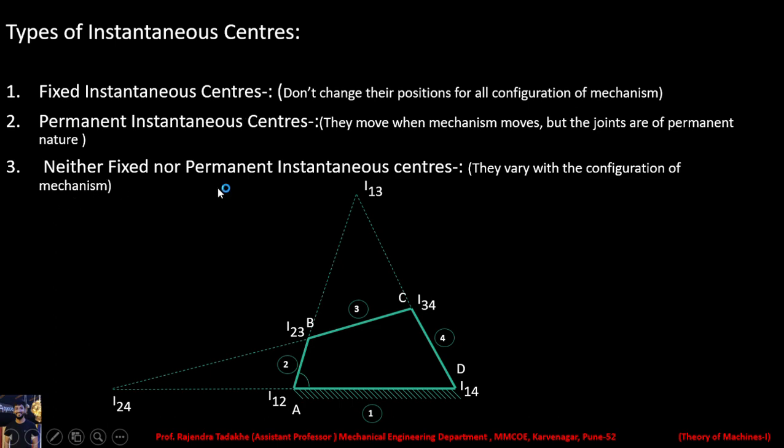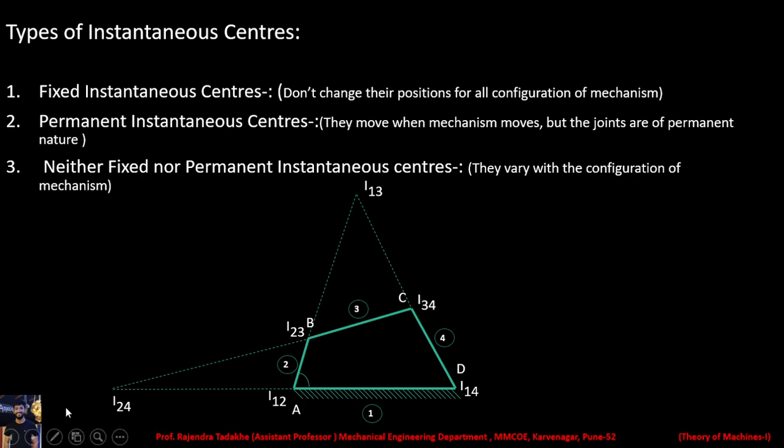Then coming to the neither fixed nor permanent instantaneous centers, they vary with the configuration of the mechanism. Let's say this angle is 60 degrees, that is, AB is making an angle of 60 degrees with the link AD. So I24 and I13 are called the instantaneous centers which are neither fixed nor permanent. Means if this angle is 60 degrees, and next I make it 61 degrees, then I24 and I13 will go to the next position.